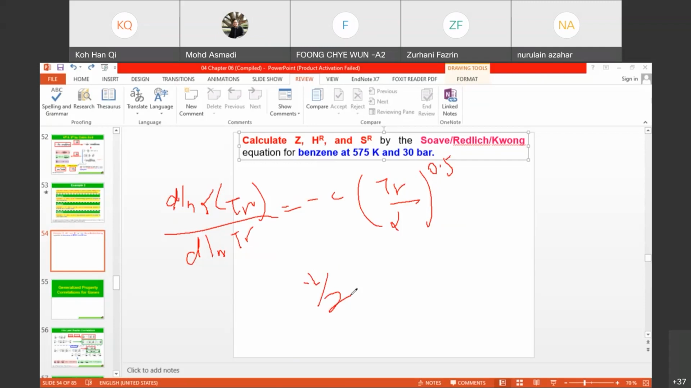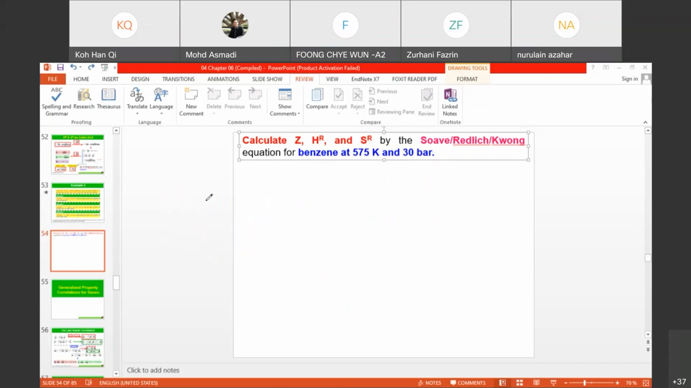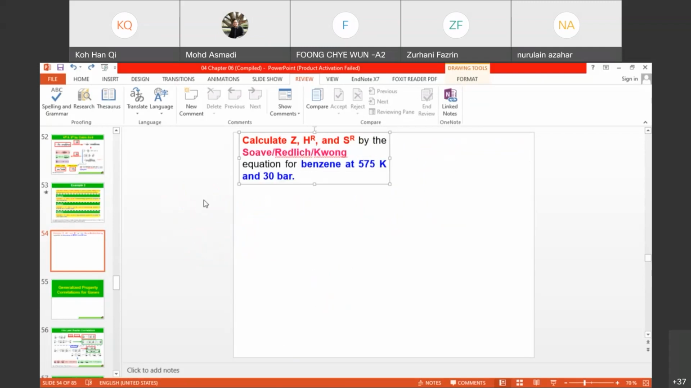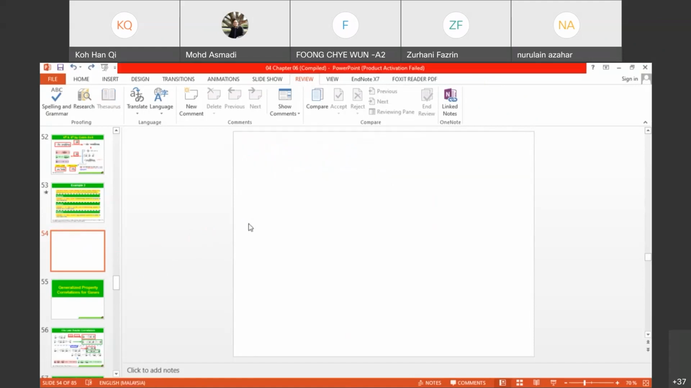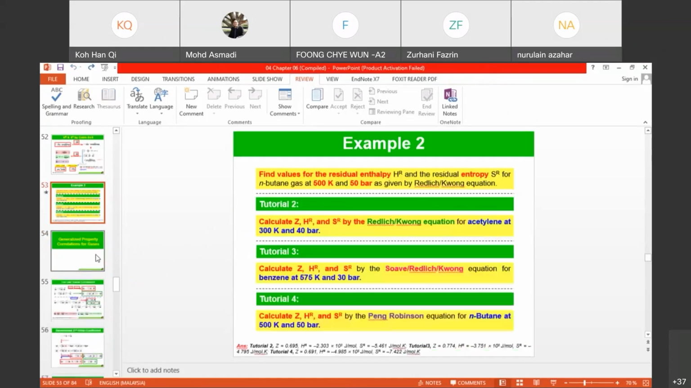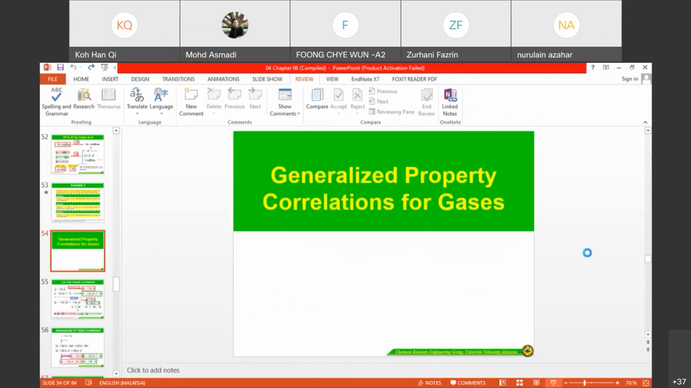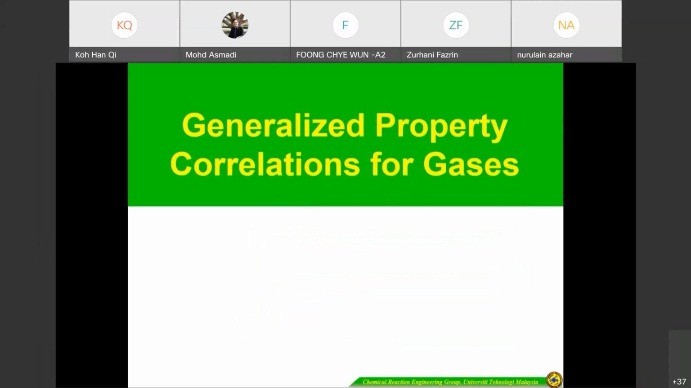So let's move to how to solve the residual properties by using generalized correlations. We are done with the equation of state as well as the method using the graph to determine the residual. Now we are moving on to how to use the generalized correlations to determine the residual, similarly also HR and SR.